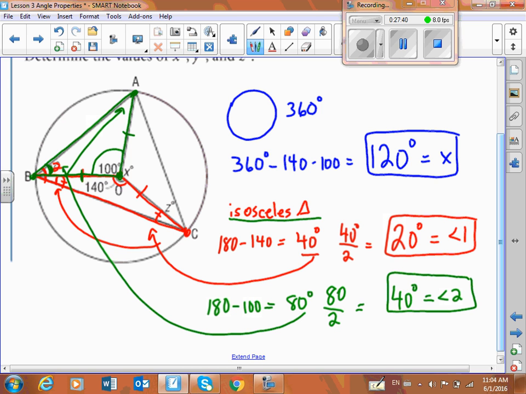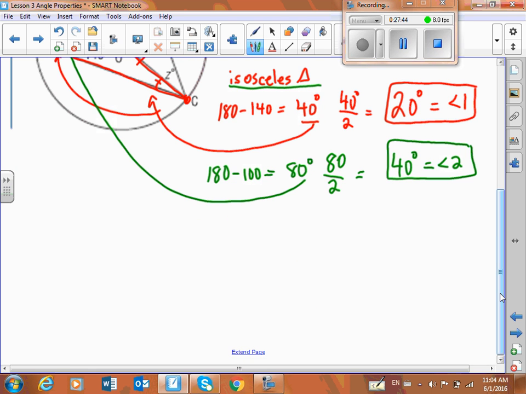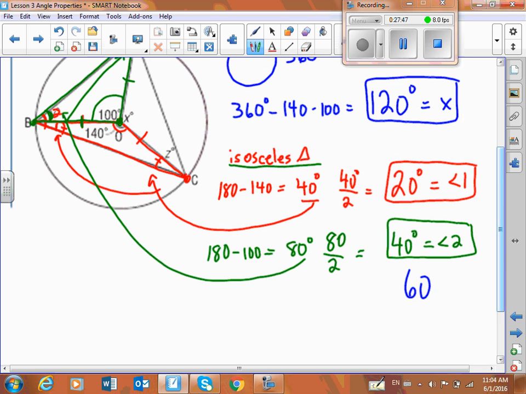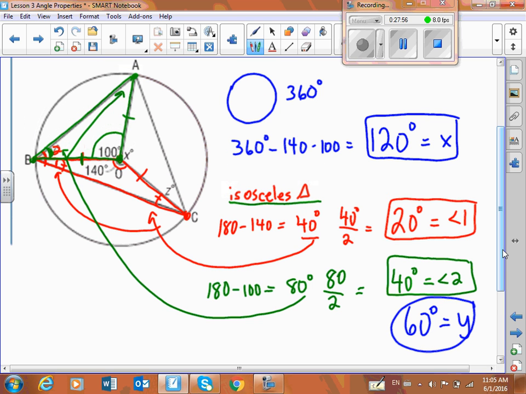But remember, we're actually trying to find a combination of the two of those. So we would add them together, and we would get 60 degrees. Okay? So angle Y is 60 degrees.